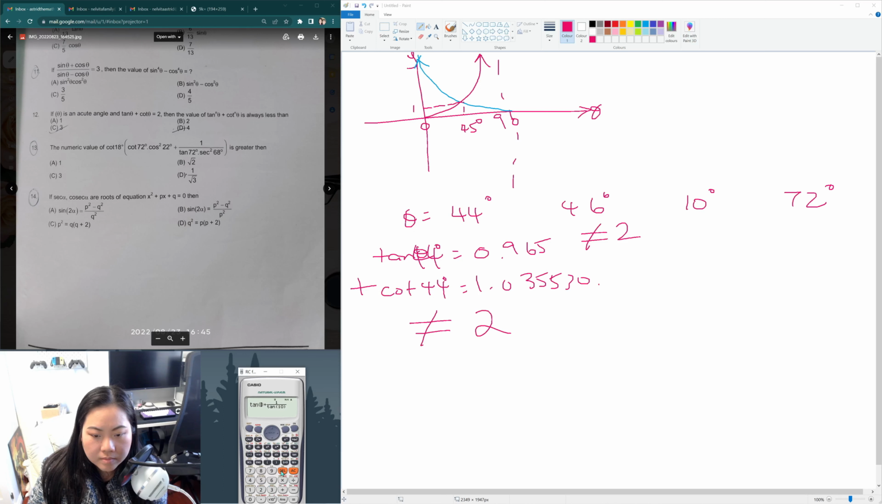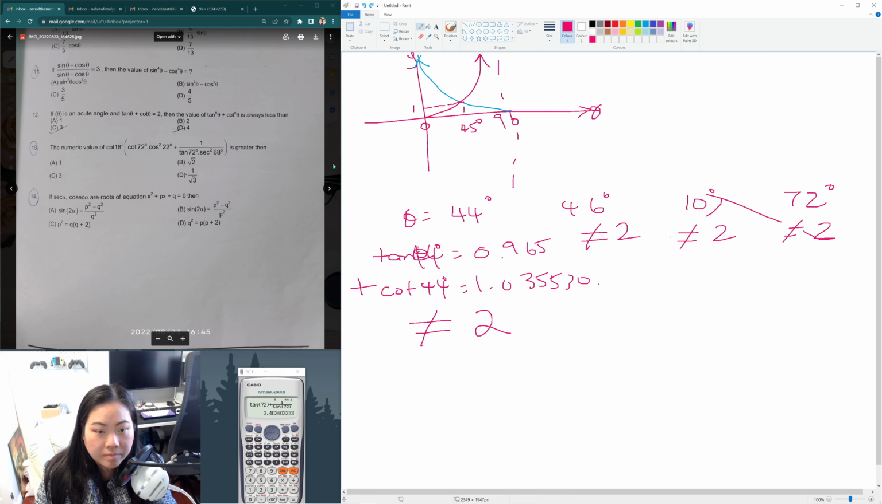Let's continue with 10 degrees. It's way more than 2. And if we do our 72 degrees, it is not 2 either. So the only time where these two graphs would equal 2 is when theta is 45 degrees.